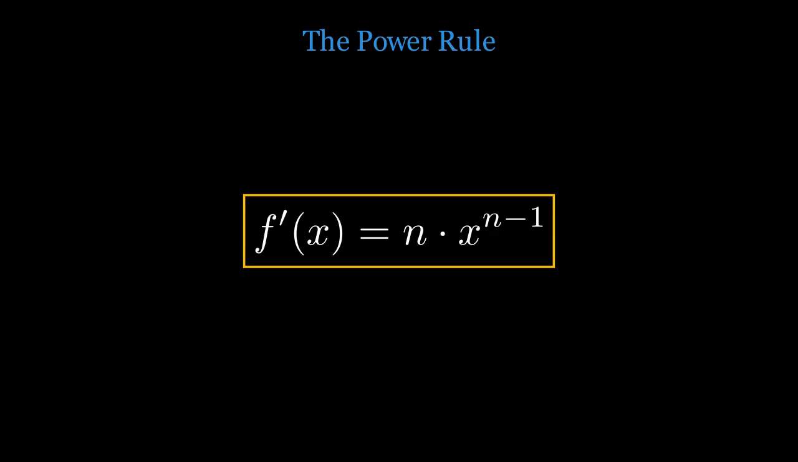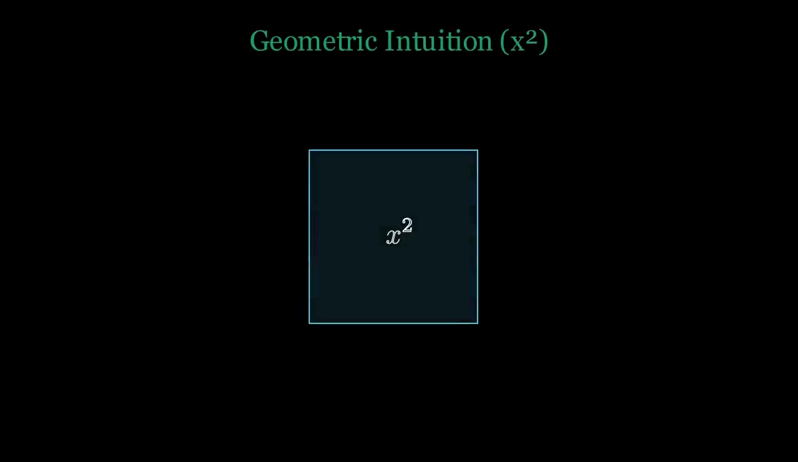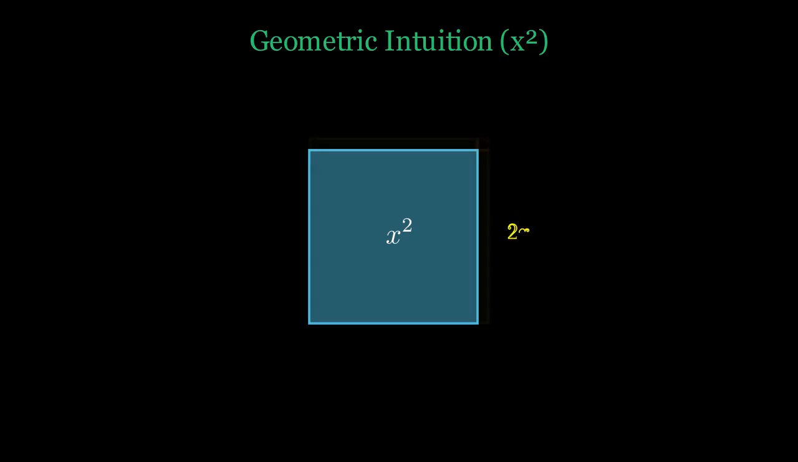Why does this work? Mathematically, it emerges from the definition of the derivative using the difference quotient as the change in x approaches 0. For a square like x squared, the change is represented by the expansion of its area. As the increment becomes infinitely small, we are left with the perimeter's contribution to growth, which is 2x.